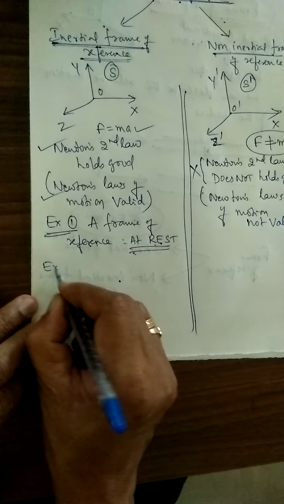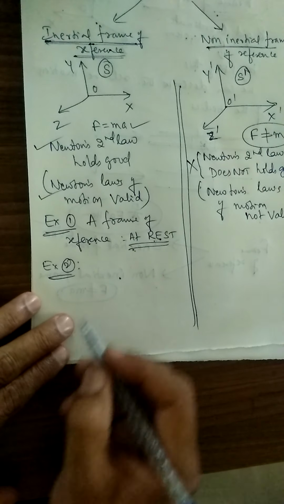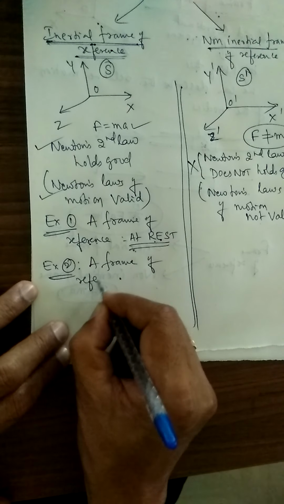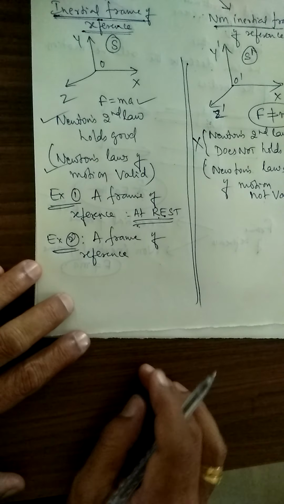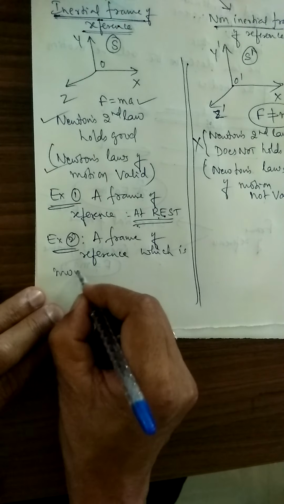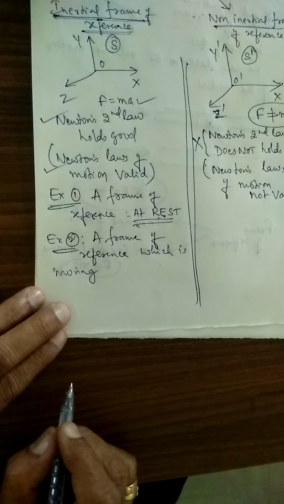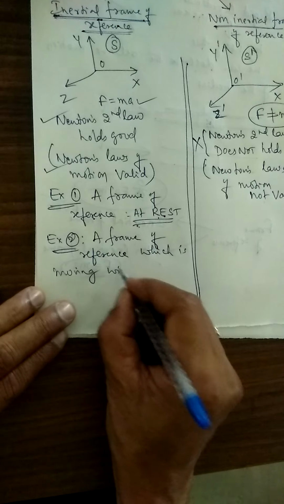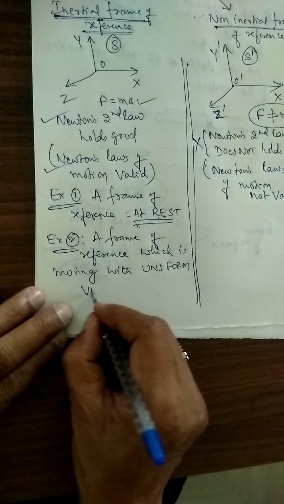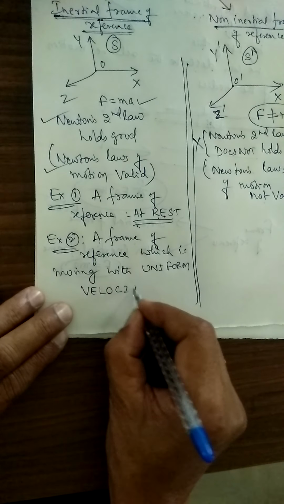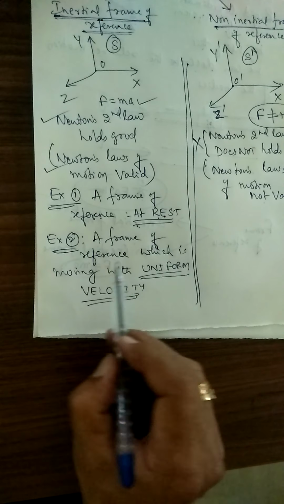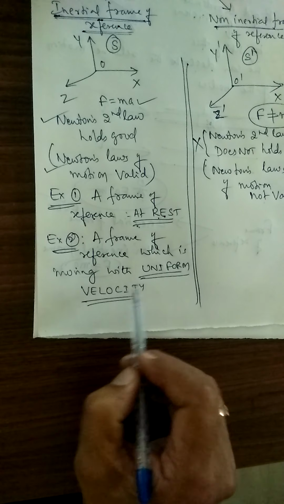Example number 2 here. Let us consider a frame of reference which is moving with uniform velocity. This is most important here: moving with uniform velocity, not variable velocity. If it is moving with variable velocity, it is a non-inertial frame. A frame of reference moving with a uniform velocity.